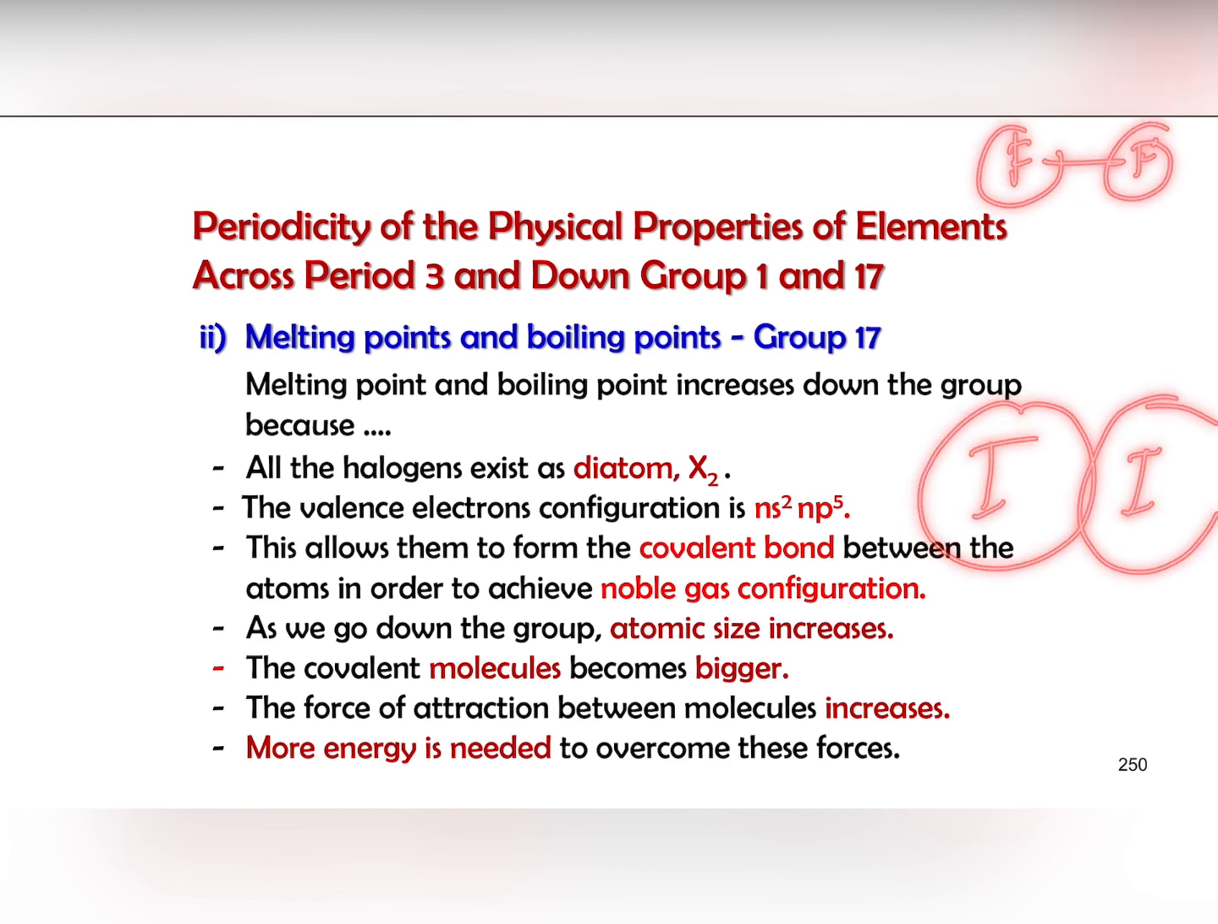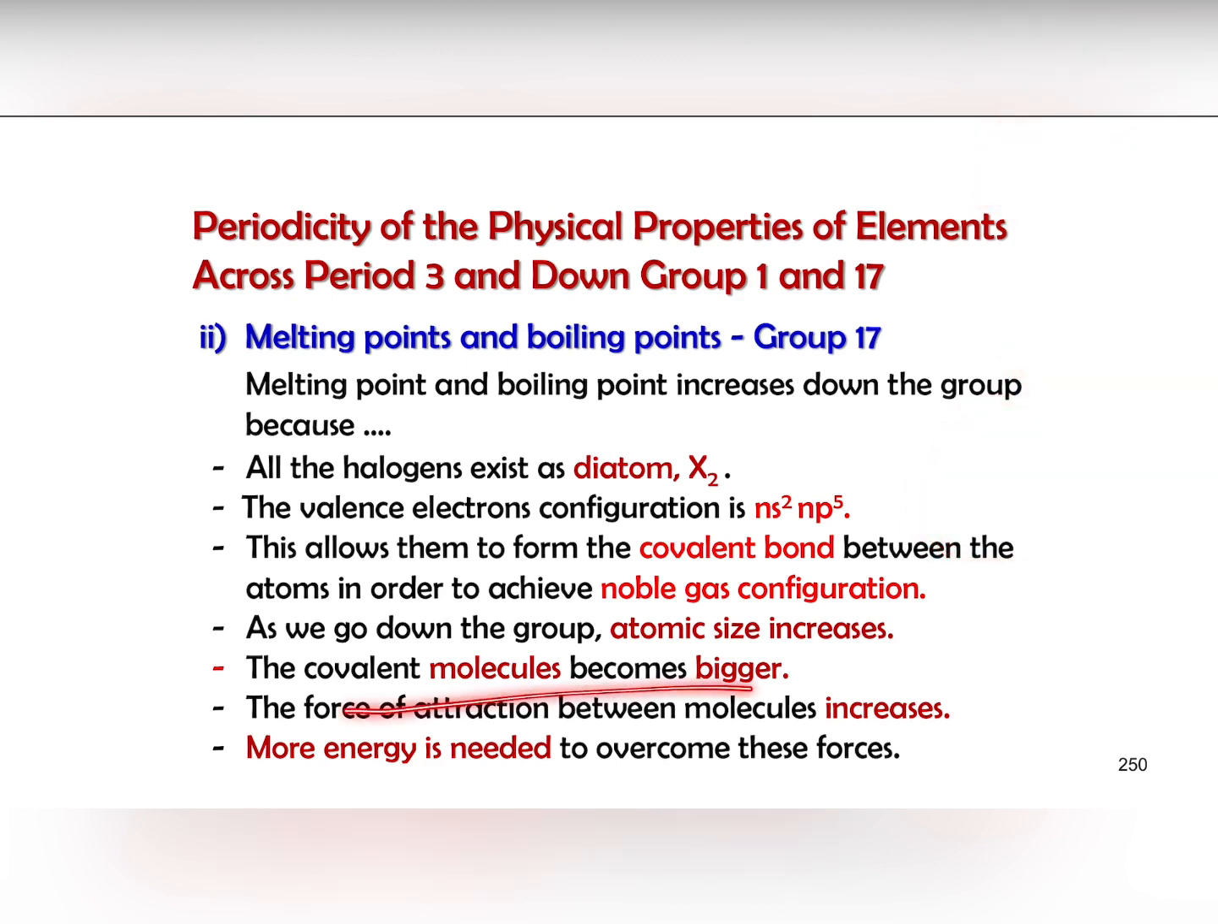So, as you go down the group, the size of the atom becomes bigger. So, the size of the molecule will also become larger. That is why forces of attraction between molecules will increase. So we will always relate back to forces of attraction between molecules. That means we need more energy to overcome these forces. That is why melting point and also boiling point increase as we go down group 17.